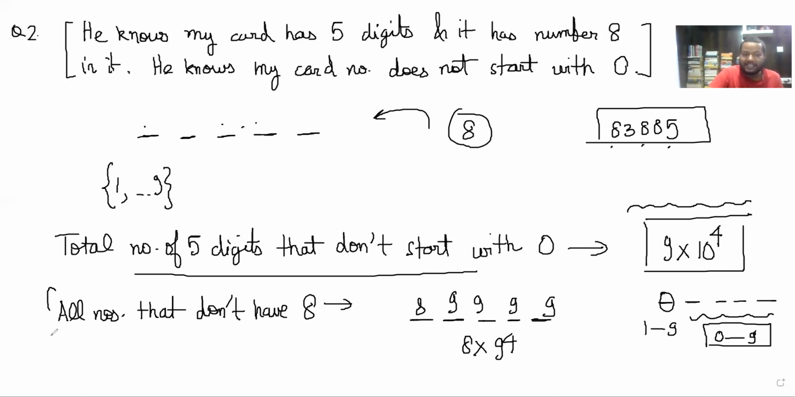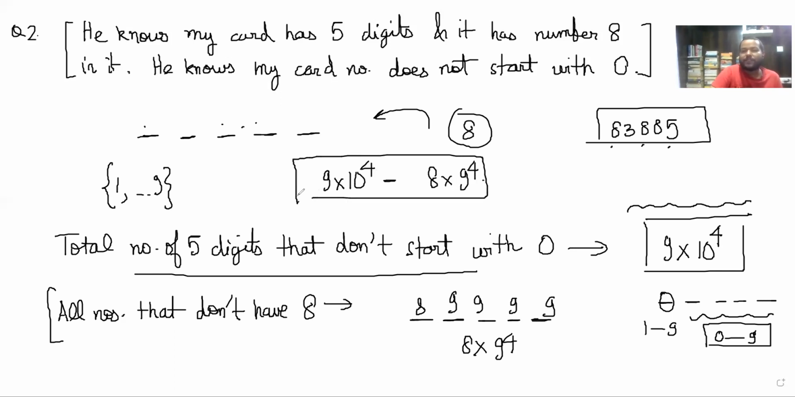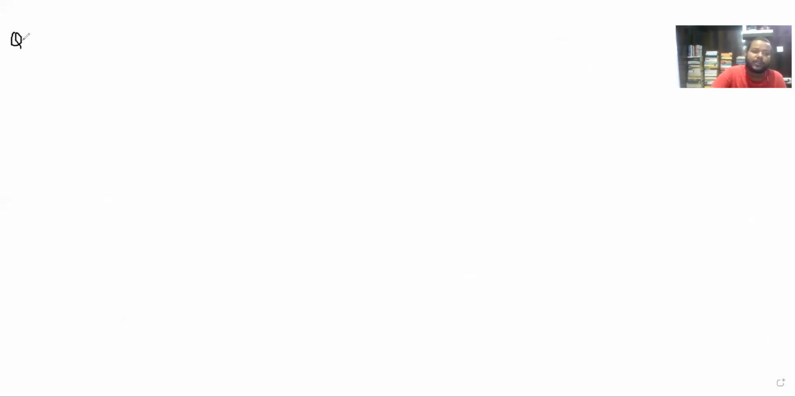So the answer will be the subtraction of these two, because that will give me numbers that always have an 8, right? So my answer here will be 9 into 10 power 4 minus 8 into 9 power 4. This will be the number of numbers which will have 5 digits and have the number 8 in them and will not start with 0, obviously. So here we are using the subtraction principle or complementary counting, right? I hope that is clear. Let's look at another question.